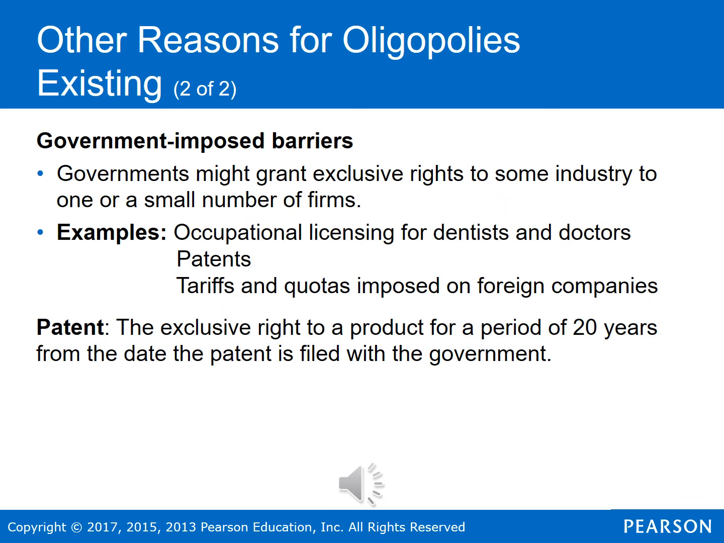The final reason we'll cover for the existence of oligopolies is government-imposed barriers. So governments may grant exclusive rights to some industry to one or a small number of firms, which gives them market power and prevents other firms from entering. One example is occupational licensing laws. It restricts the number of people in whatever licensed occupation. That is, dentists, doctors, all the way down to massage therapists and hair braiders. Another example is patents, the exclusive right to use a product for 20 years. And the final one is tariffs and quotas imposed on foreign companies, which prevent them from competing against American companies.